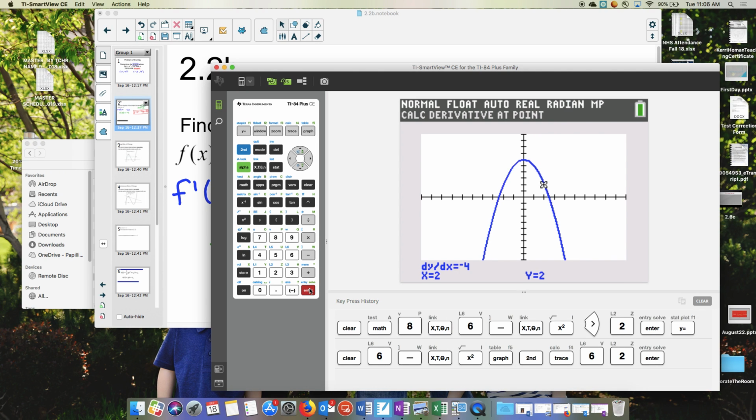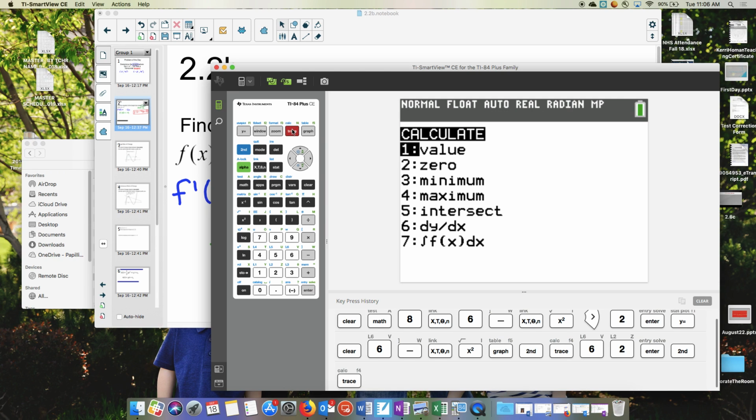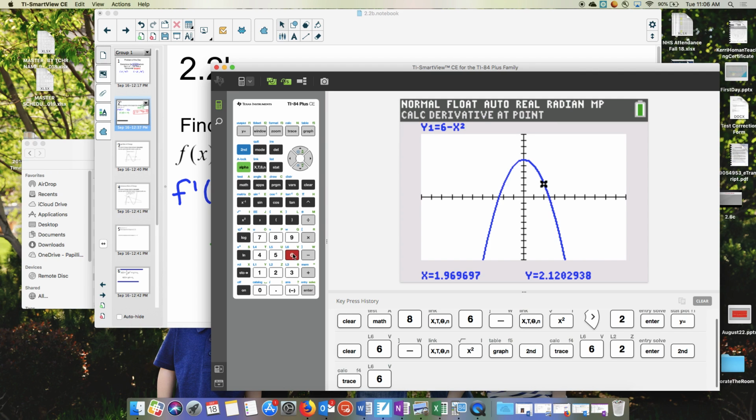If you press second, the trace menu for second is calculate. Here we are, dy dx. It'll bring this up, and all you have to do is punch in a number and hit enter. It'll tell you the x and y value and the dy dx value. Yes?